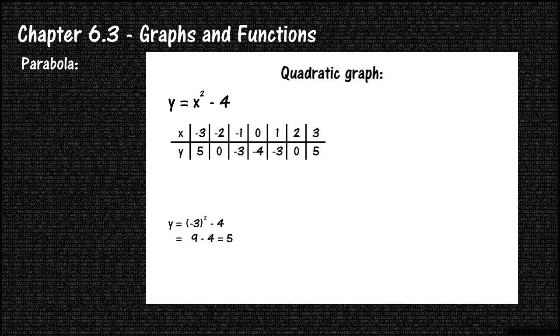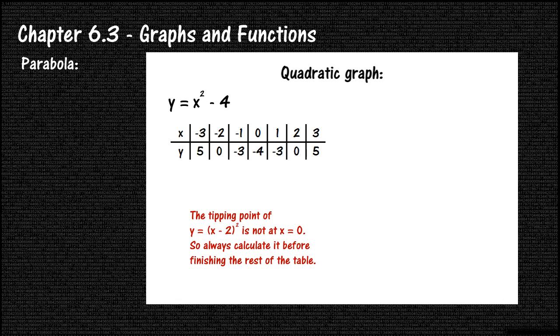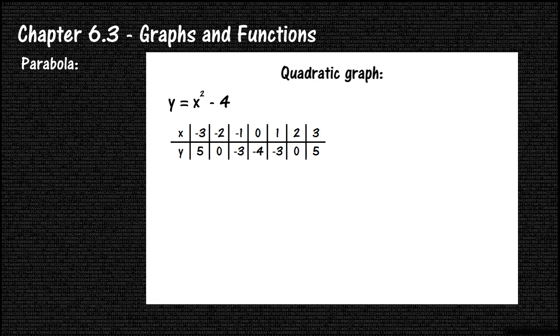When working with a quadratic formula, at some point there is a tipping point, if you will. Most of the time, that point is in the middle of the table. That's why I told you to make it from minus 3 to 3. But never expect it to be always in the middle. Make sure you calculate it and are really sure you passed the tipping point before filling in the rest of the numbers.